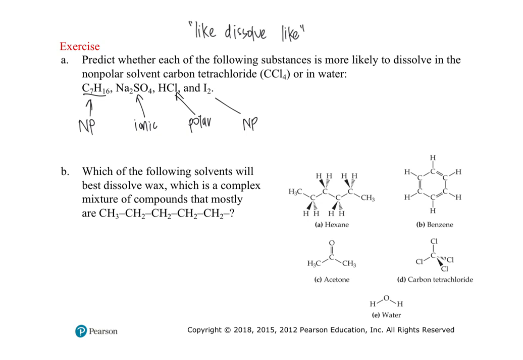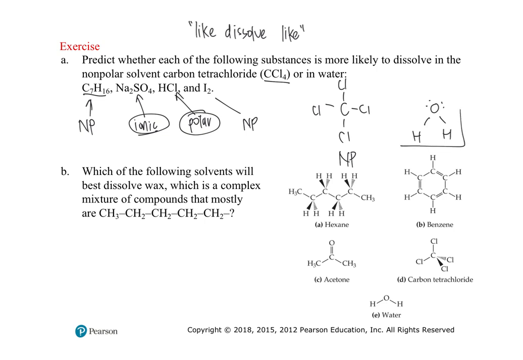So, would one of them dissolve in carbon tetrachloride? Now, carbon tetrachloride looks like this. It is tetrahedral with 4 identical chlorine atoms around it, no lone pairs, a nonpolar molecule, and water, as we know, is quite polar. So the polar molecules, like the ionic compound and the polar hydrochloric acid, will dissolve really well in water.